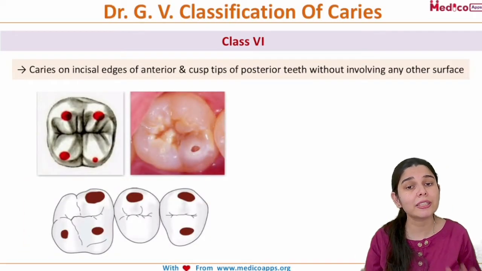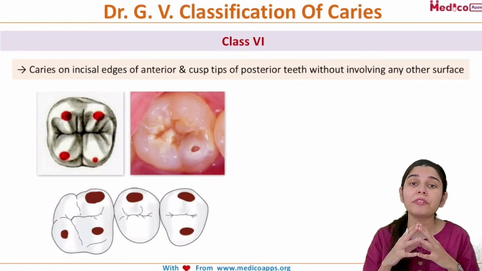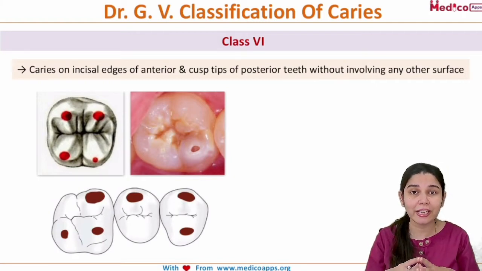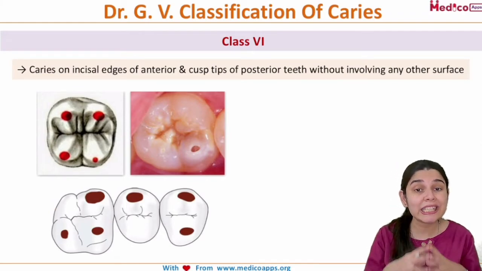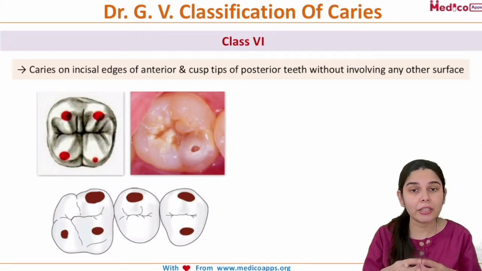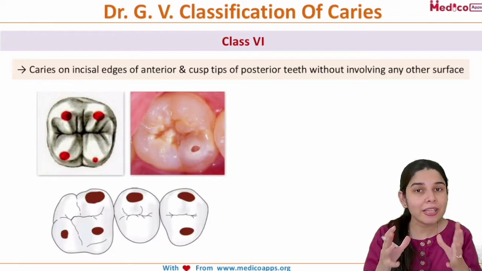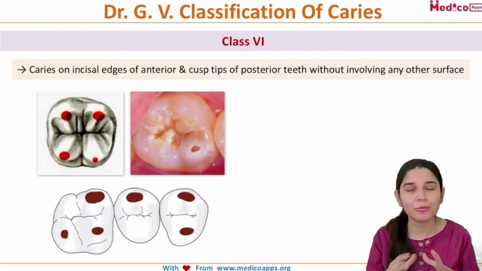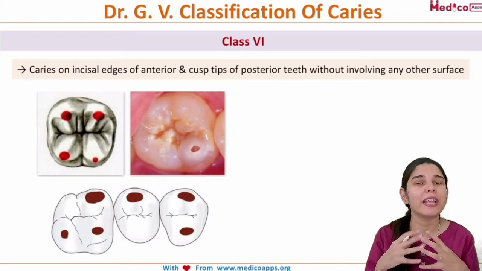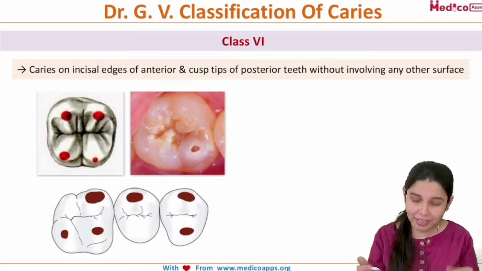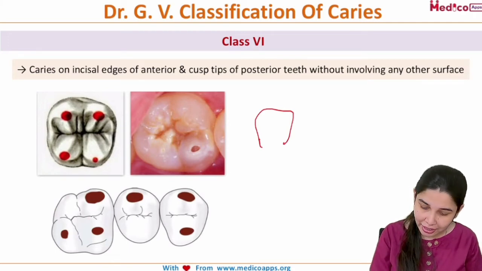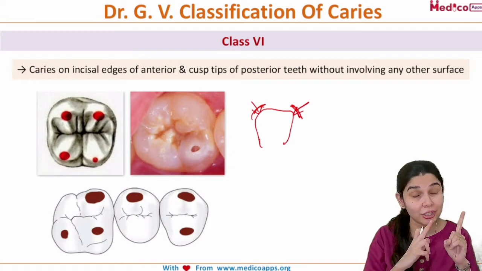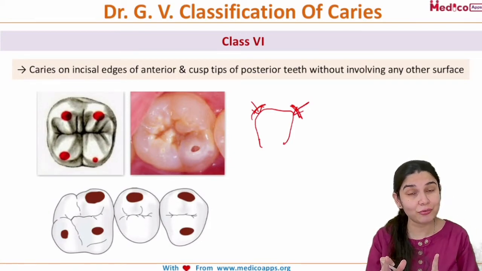Moving to class 6, and that is the last class of Dr. G.V. Black's classification for dental caries, and that is when the caries are involving the incisal edges of the anterior teeth. Now just tell me this, do the anterior teeth have cusps? No, they don't. What do they have? They have incisal edges. What are incisal edges? If I am saying that this is the central incisor, these are the incisal edges which I have just mentioned in class 2, class 3 and class 4.